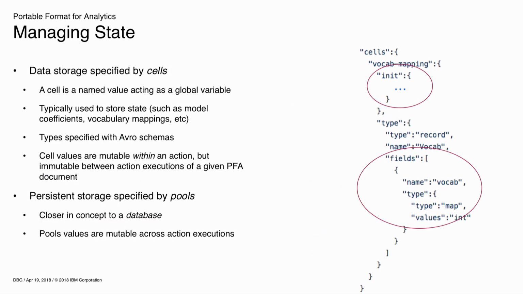There's also something in PFA called pools, which is really the same as a cell, but it's persistent. So you can think of it as a database table, or field in a database table. So actually updating that during the action will update it for all users of that piece of data. So it's not that commonly used, but it can be used to maintain some kind of global running count, for example.